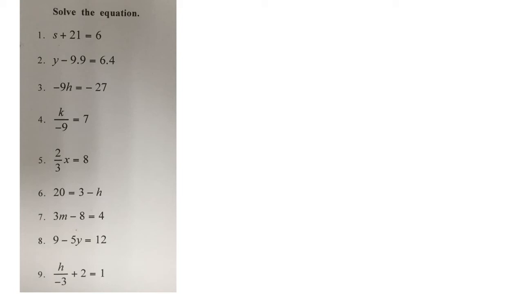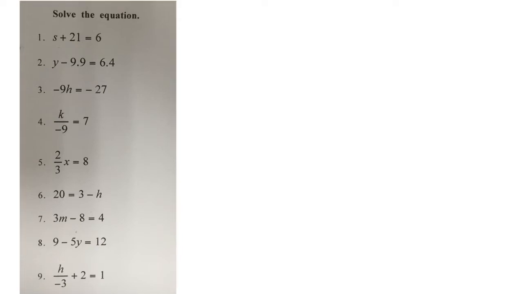This is a video of Mrs. Wheelock's Chapter 1, 1.1 to 1.3 test review. This test is on solving equations up to variables on both sides. So number 1, s plus 21 equals 6. So you need a pen.